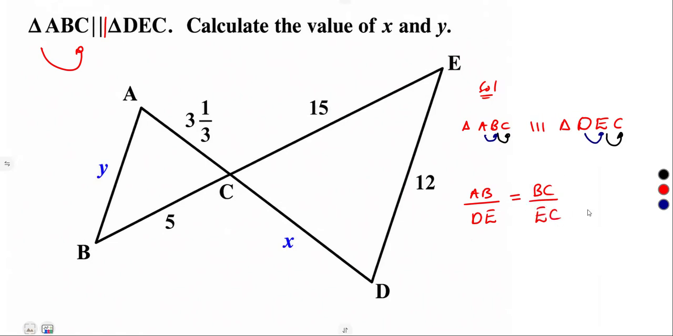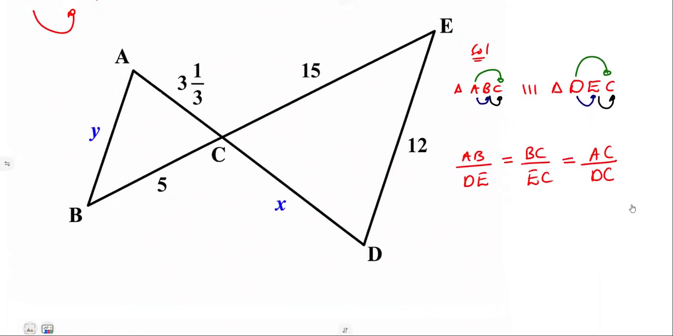Same ratio, which is the same even if you were to consider from A to C, from D to C. AC over DC, same ratio throughout. That is the proportionality concept. So since I'm asked to calculate the value of X and the value of Y, I can simply substitute into this ratio because it is the same throughout.